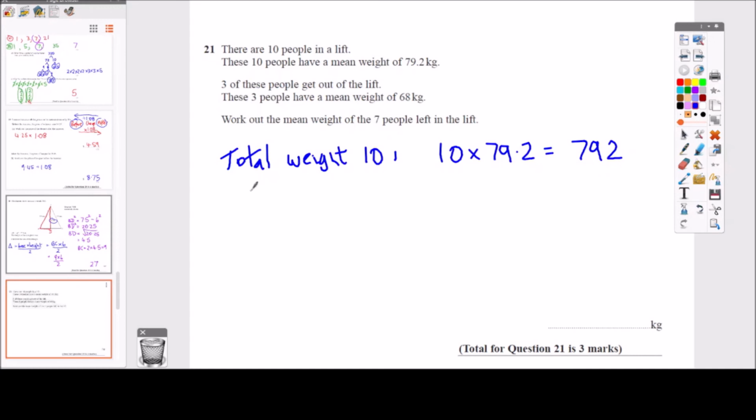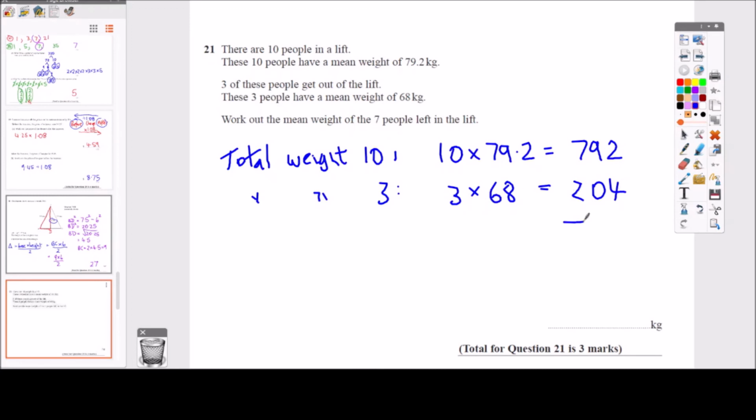Now, similarly, for the total weight of the 3 people who got out, the mean weight of the 3 people who got out was 68. So to work out the total weight of the 3 people who got out, you're going to do 3 lots of 68. So 3 times 68, which is 204. So the total weight of the 10 people was 792. The total weight of the 3 people was 204.